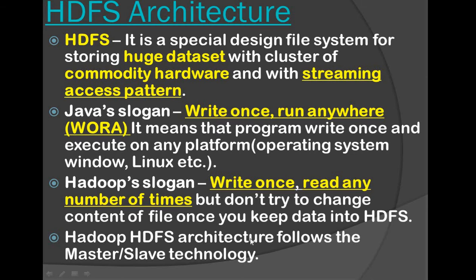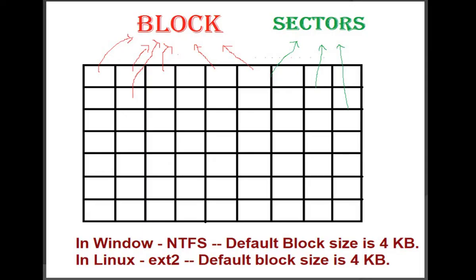Hadoop HDFS architecture follows the master-slave technology, as we know Hadoop follows master-slave technology. Next, as we know, a hard disk is made of blocks and sectors. In Windows NTFS the block size is 4 KB, and in Linux the block size is also 4 KB.